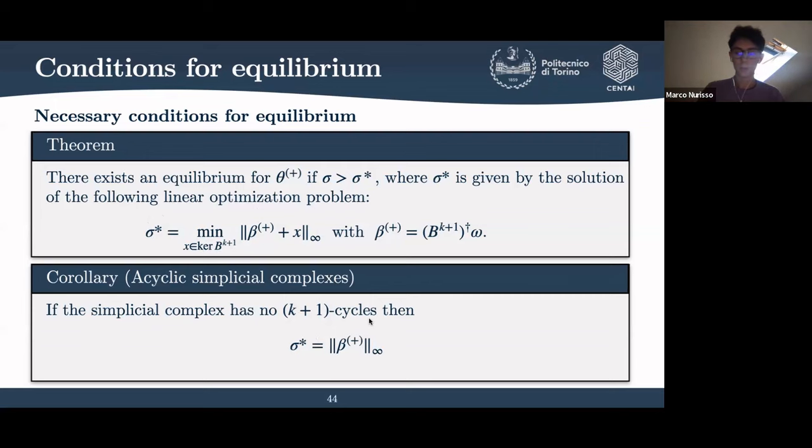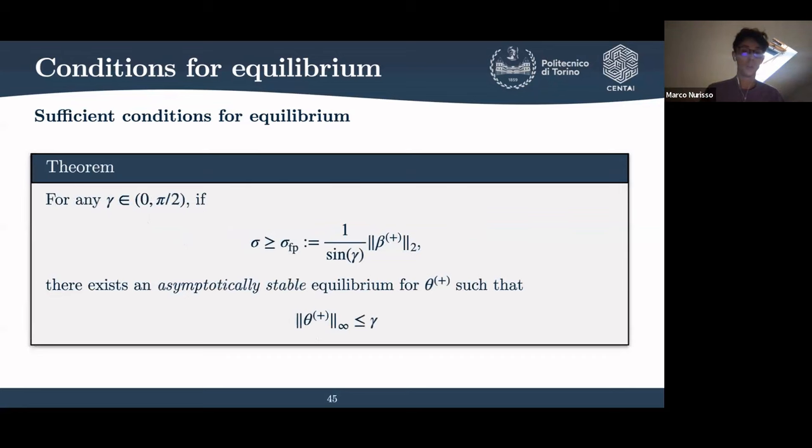But more importantly, you can also find a sufficient condition. So you find that if sigma is greater than this sigma fp, which is a constant times the two norm of the same vector as before, then there exists an asymptotically stable equilibrium. What does this mean? It means that if you tune this sigma high enough, you can actually get to equilibrium, or at least an equilibrium which is stable exists.